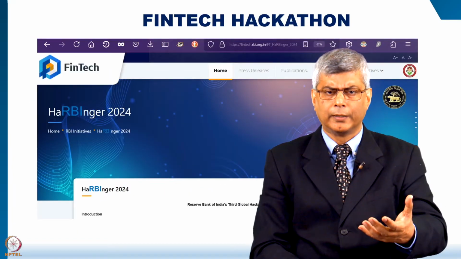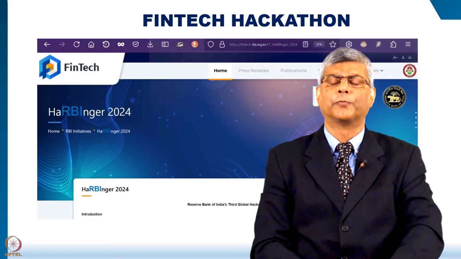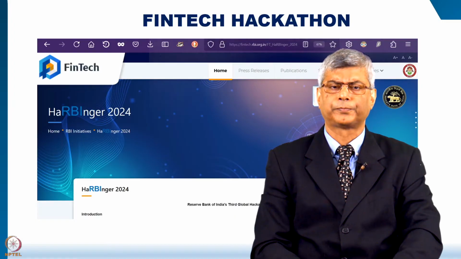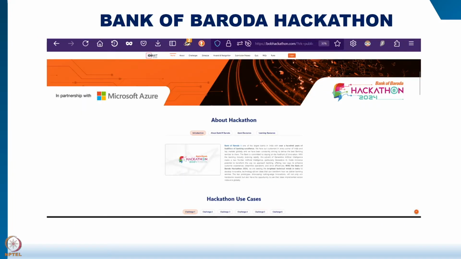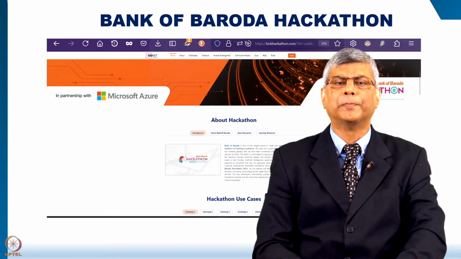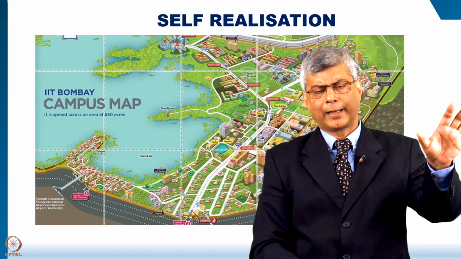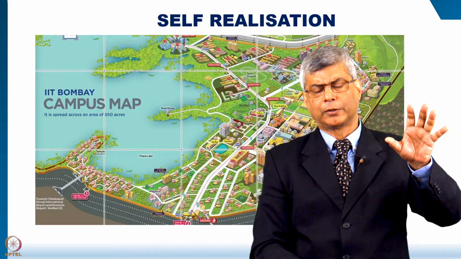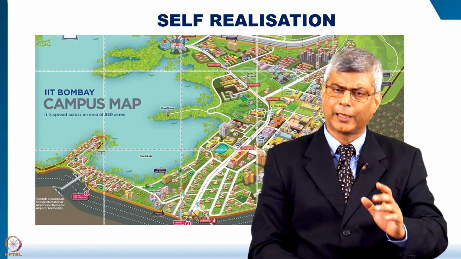Then bodies like banks or financial institutes announce FinTech hackathons. So this is from RBI. Similarly, this is a financial hackathon, a FinTech hackathon by a large bank, which is Bank of Baroda. So that's about hackathons and problem statements which are publicly announced by different bodies or the government.